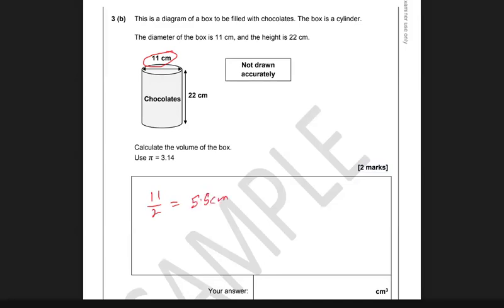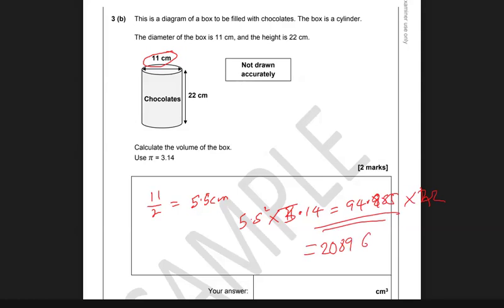Then the volume would be 5.5 squared. You can use a calculator, don't forget about that, times pi. Pi is always 3.14. That gives you 94.8985. That is the circular face. Then what about the height? The height is 22. So that gives you 2,089.67. That's it.